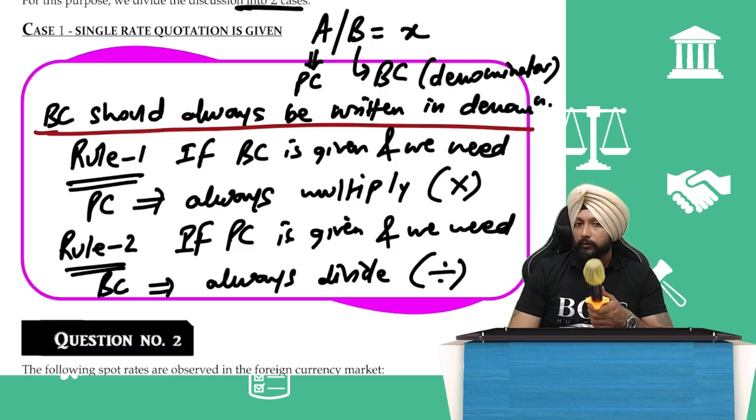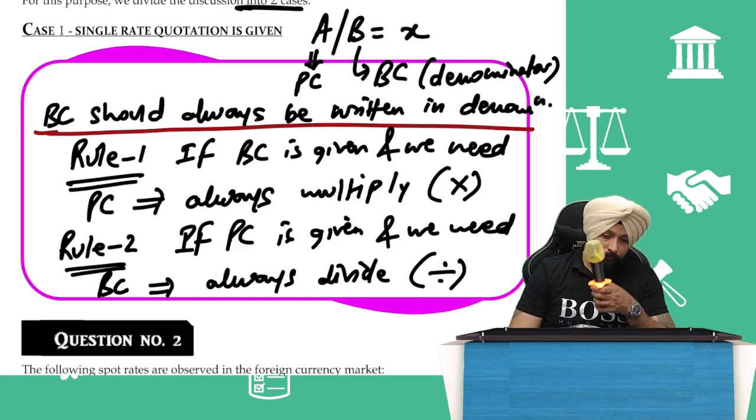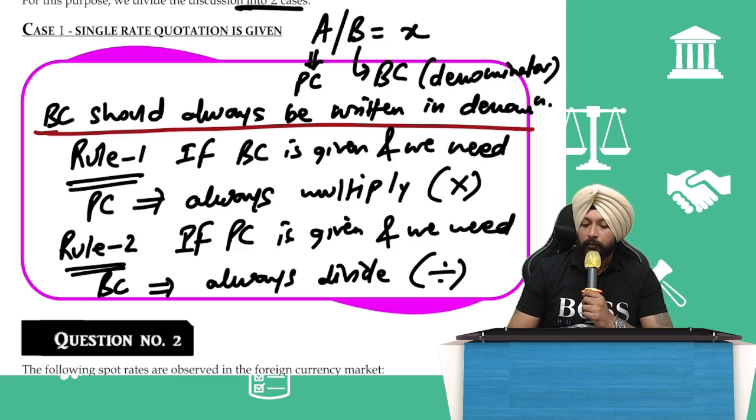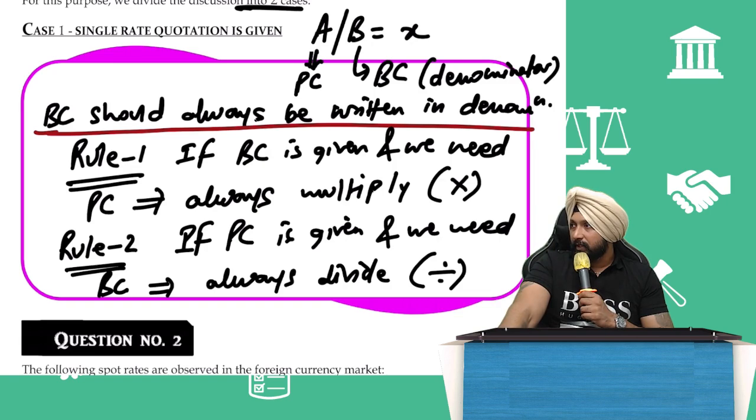Next line, rule number 1. If amount of base currency is given and we need to find out the answer in terms of price currency, we will always multiply.